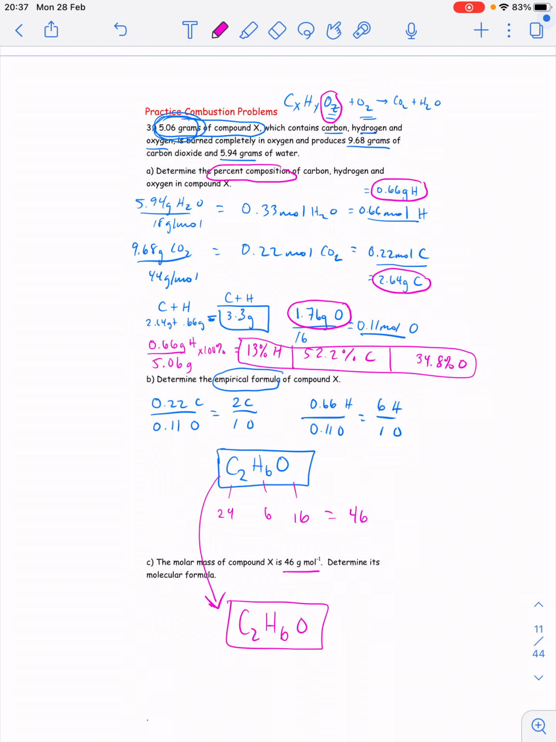challenge. So just remember to start with the carbon dioxide and the water grams, convert those into moles to know about the moles of carbon and hydrogen, and then from there, use your problem-solving skills, know that you can turn moles into grams, and if you can figure out the mass of each part, you can determine both percent composition and empirical formulas.